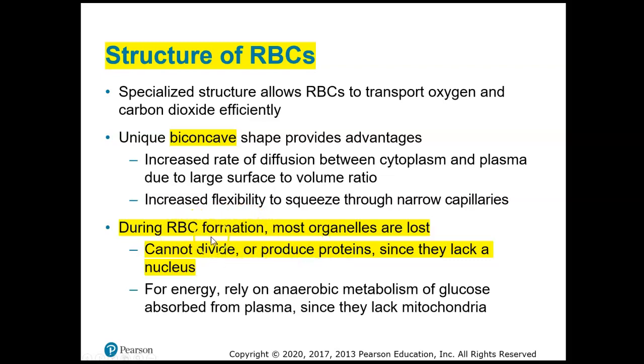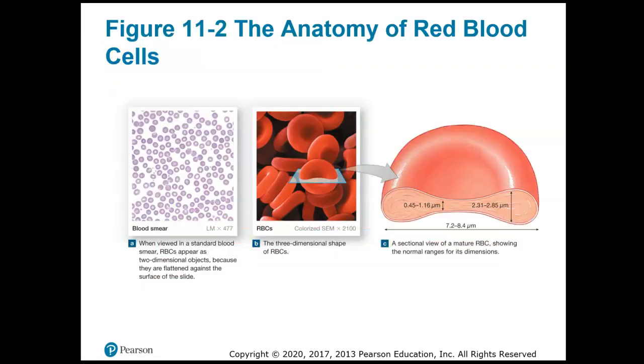But I do want you to know that red blood cells, when they are mature, have lost most of their organelles. They have lost their nucleus. So mature red blood cells cannot divide and they can't produce proteins.